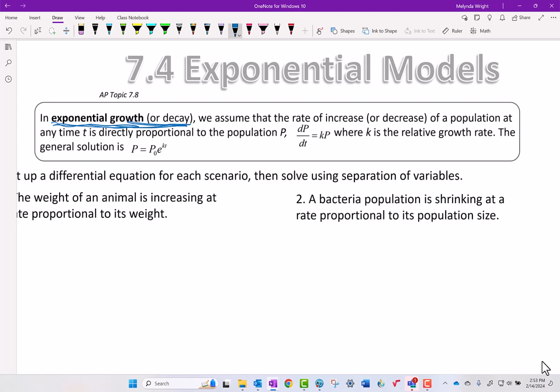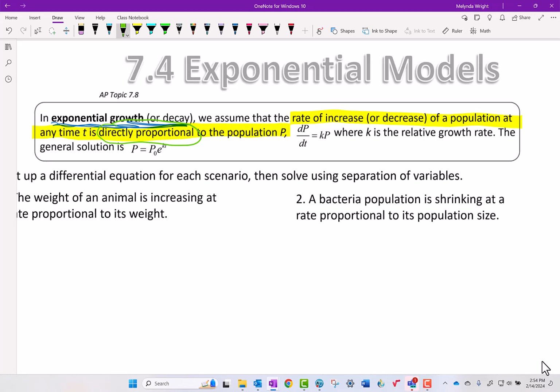And there are two formulas associated with that. So first of all, let me go back to exponential growth. This is where we assume the rate of increase or decrease of a population at any time is directly proportional to the population. This is the key word right here, directly proportional. Perhaps you remember from Algebra 1, back in the day, direct proportionality and inverse proportionality. Do you remember all that? Or, no way, that's been too long.